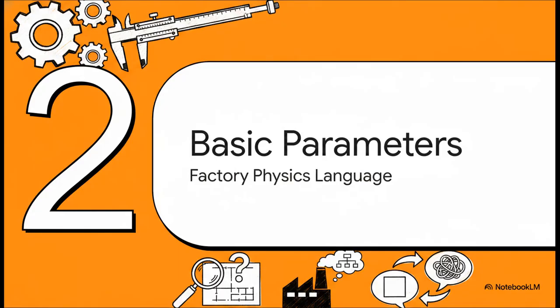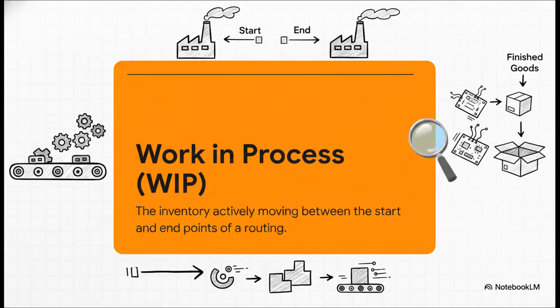Moving to Section 2, Basic Factory Parameters, the language of factory physics. Before we can do the math, we really need to agree on the vocabulary. First up is WIP, or work in process. According to our source material, WIP is the physical inventory currently being worked on within your production line. It's the stuff actively moving between the start and end points of a routing. So we're talking about the product that's actually in the transformation phase. We are not talking about raw materials gathering dust in a warehouse, and we definitely aren't talking about finished goods waiting on a loading dock.